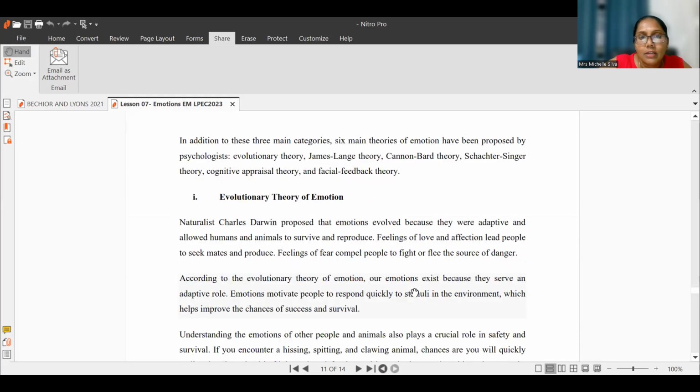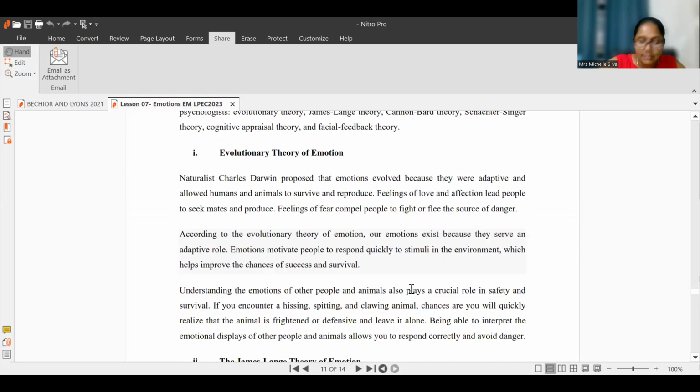So, the evolutionary theory of emotion, like Charles Darwin. So Charles Darwin, what he said, like he said, because of evolution, these emotions we received as a result of this evolution. Okay. So further, he believed that these emotions are really necessary for reproduction activities as well as their survival.